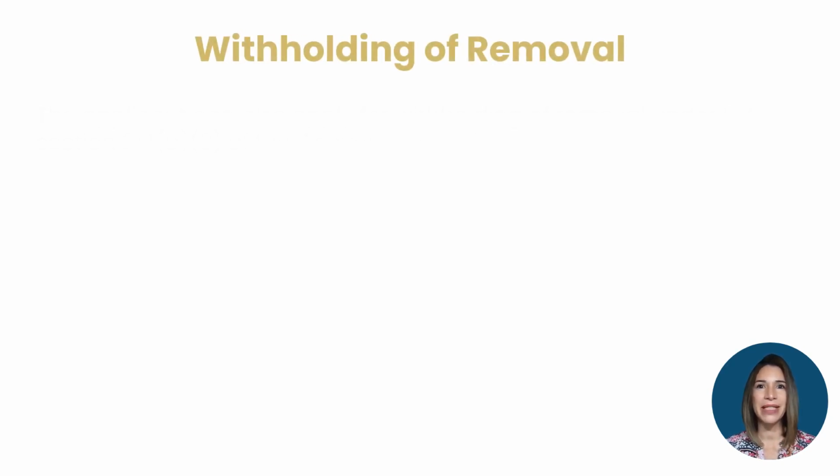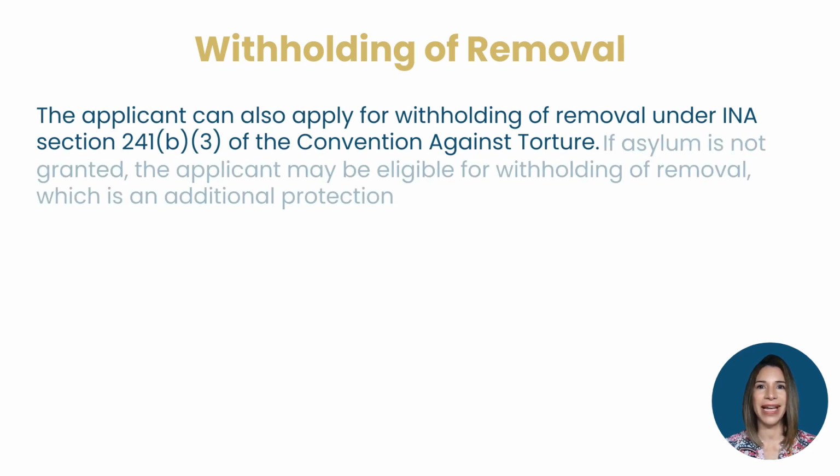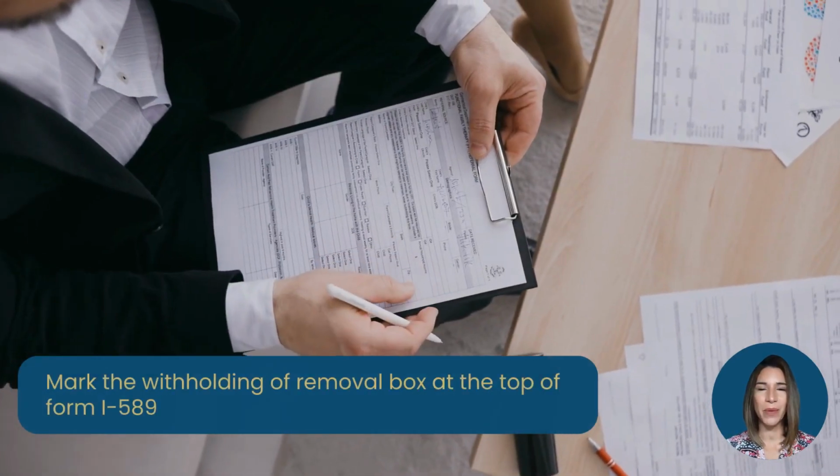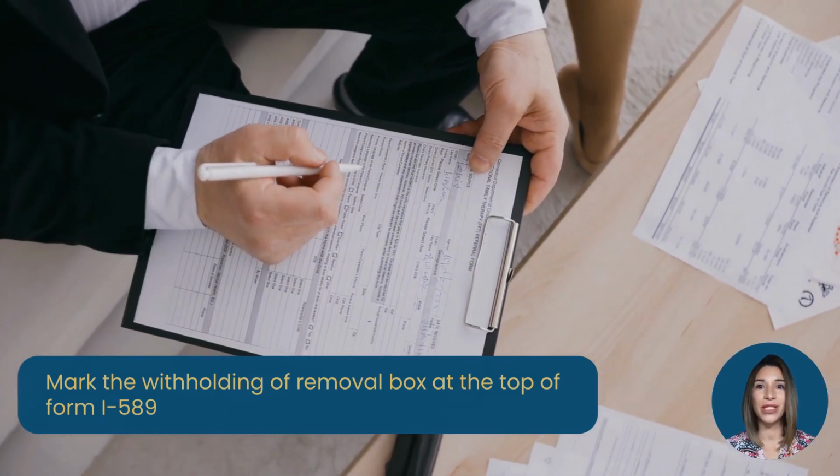Withholding of removal. The applicant can also apply for withholding of removal under INA Section 241b(3) of the Convention Against Torture. If asylum is not granted, the applicant may be eligible for withholding of removal, which is an additional protection. It is good practice to mark the withholding of removal box at the top of Form I-589. See the form's instructions for more details.